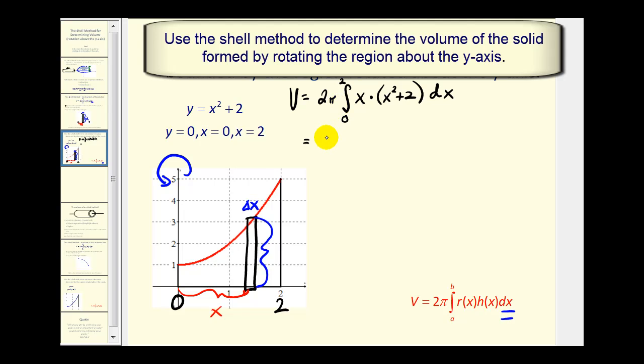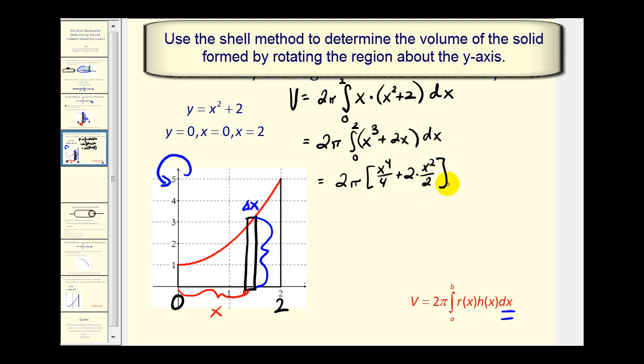Let's go ahead and distribute the x. So looks like we'll have x cubed plus 2x. Now we'll go ahead and find the antiderivative. So we'll have x to the fourth over 4 plus 2 times x squared over 2. I'm going to go ahead and rewrite this as 1/4 x to the fourth plus x squared.